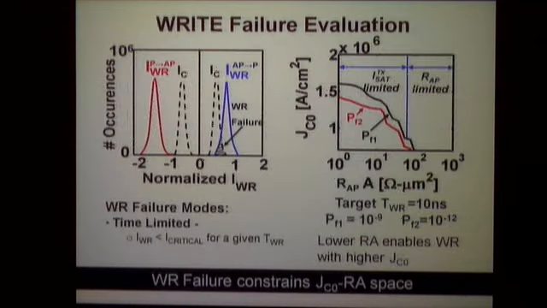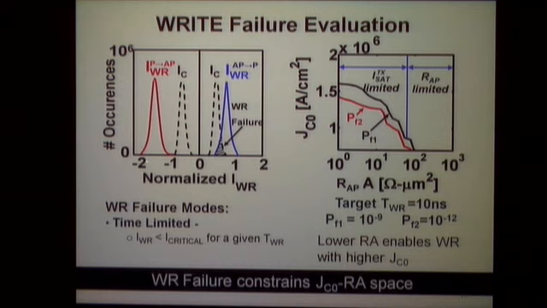Moving on from read, the next one is write. So when does write failure happen in this memory? The write failure happens when the current that passes through the cell is not high enough. It's not greater than the critical current, right? So you have to meet at least the critical current density in the cell in order to make the transition.